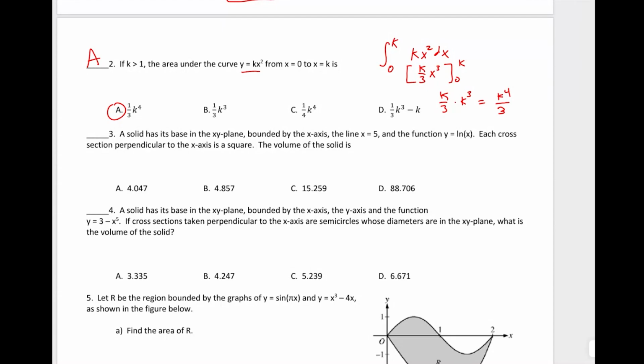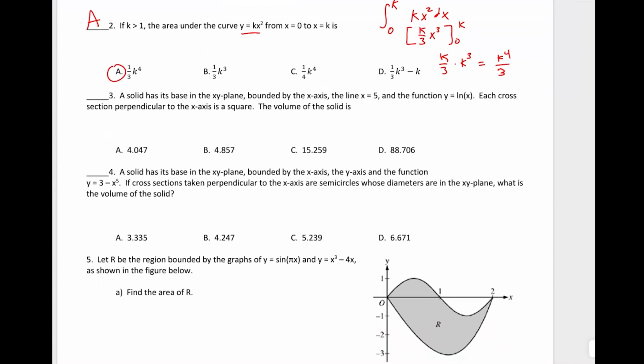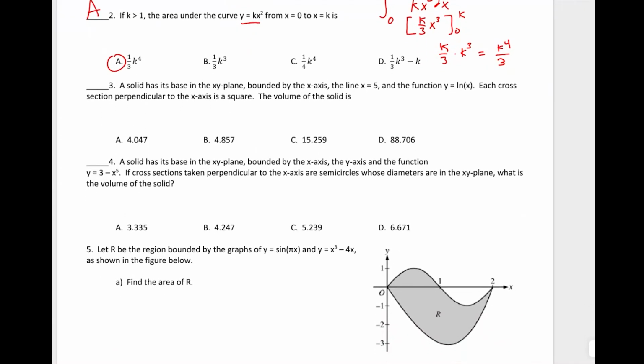Number 3 says a solid has a base in the xy plane bounded by the x-axis, the line x equals 5, and the function y equals natural log of x. Each cross-section perpendicular to the x-axis is a square. So we're just going to square the side length, which is going to be the distance between y equals natural log of x and the x-axis. So this is going to be your top. Here's your bottom. Okay, y equals natural log of x, by the way, looks something like this. Okay, we're bounded by the x-axis, this function, and x equals 5.